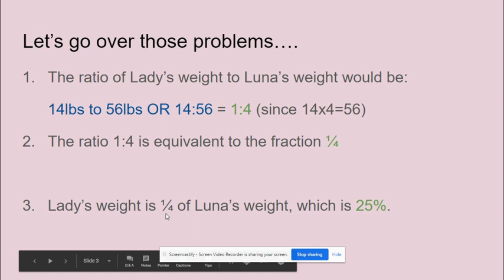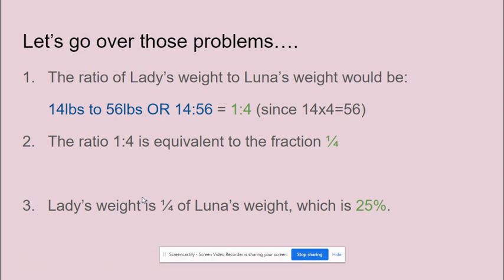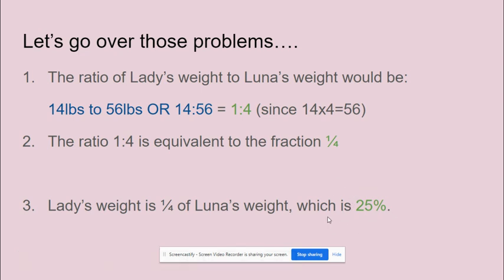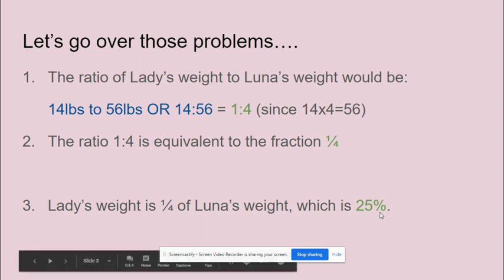And then the last part is the percentage. Since we know that 1/4 of 100 is 25, Lady's weight is 25% of Luna's weight. I'm assuming, since you all have been paying attention to every word I've said this whole year, that this was so easy for you and you have all of the same answers as I do, right?